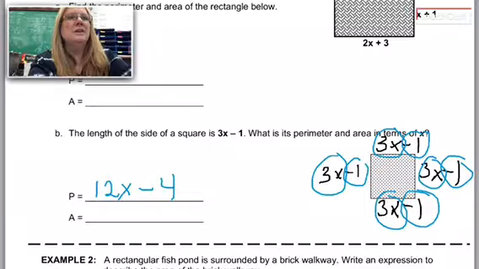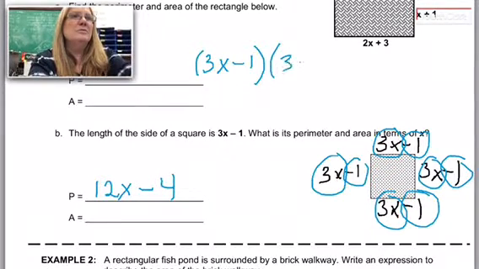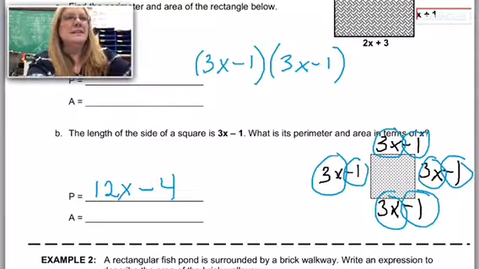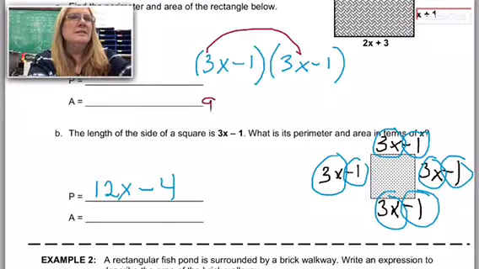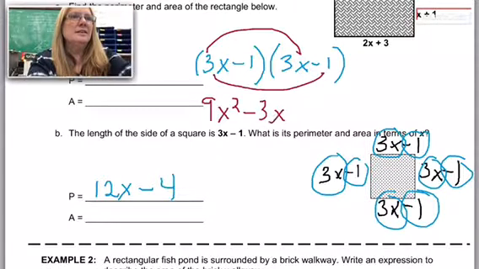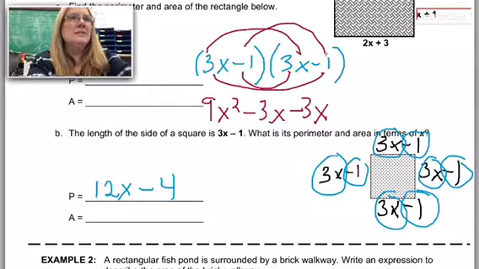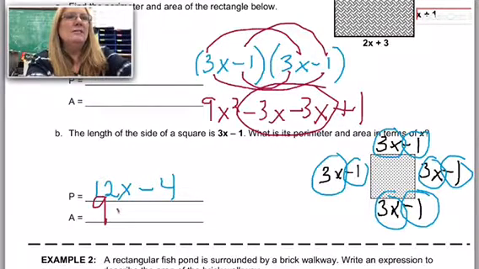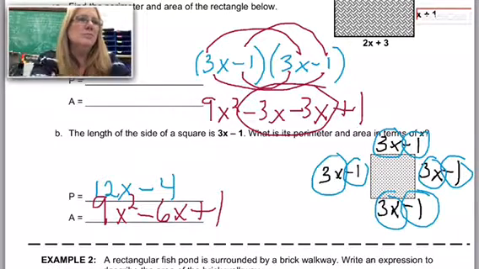Now when we multiply 3x minus 1 times 3x minus 1, same deal, use FOIL. 3x times 3x is 9x squared. Negative 1 times 3x is negative 3x. Negative 1 times 3x is negative 3x. A negative 1 times a negative 1 is a positive 1. Combine these middle two terms, and you have 9x squared minus 6x plus 1.